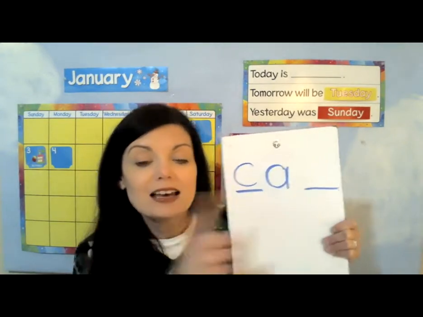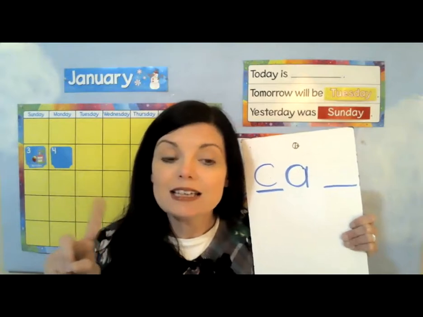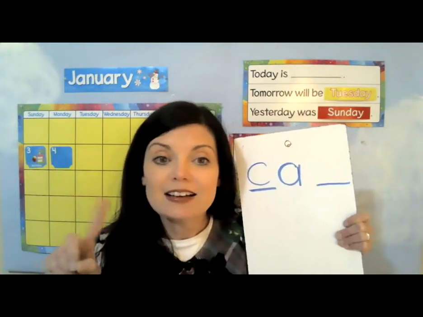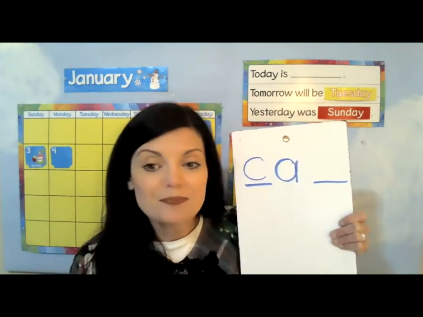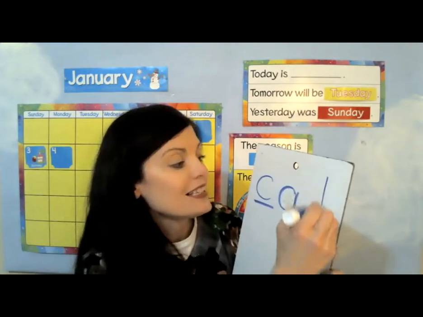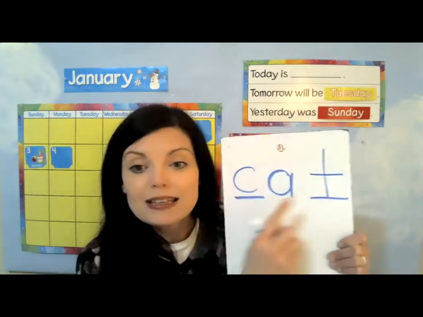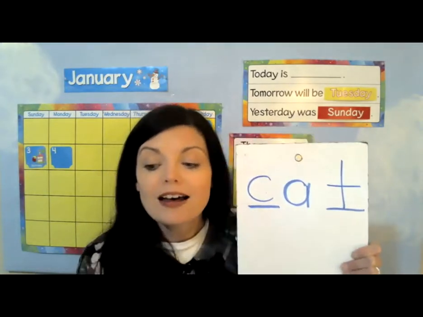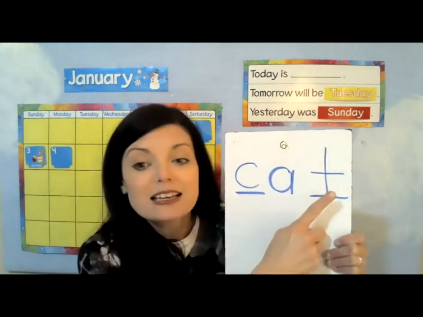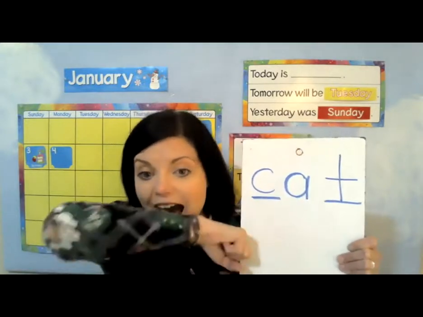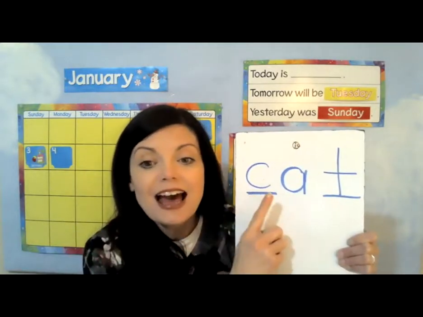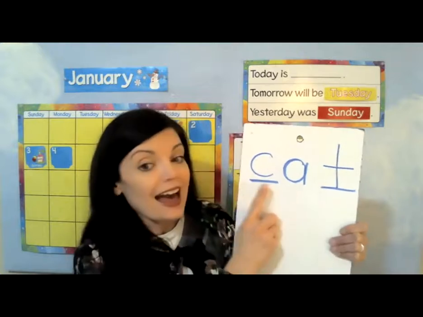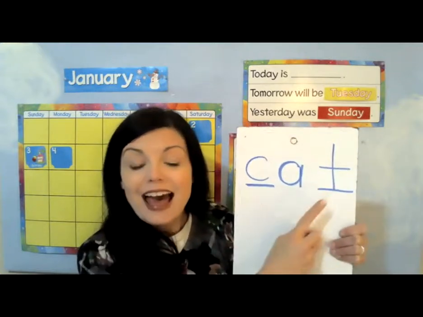Cat. T, t. What makes the sound t, t, t, as in ticking clock? T, t, t. It's letter T. So let's try to read this word, okay? At. At. Cat. This word is cat.